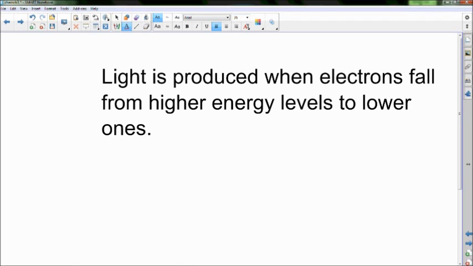The thing is, those electrons don't want to be in the higher energy levels. I mean, we've learned that with the electron configurations, they always fill from the lower energy levels up. So as soon as they get kicked up, they're going to fall back down. And when they fall back down, they're going to give off light.